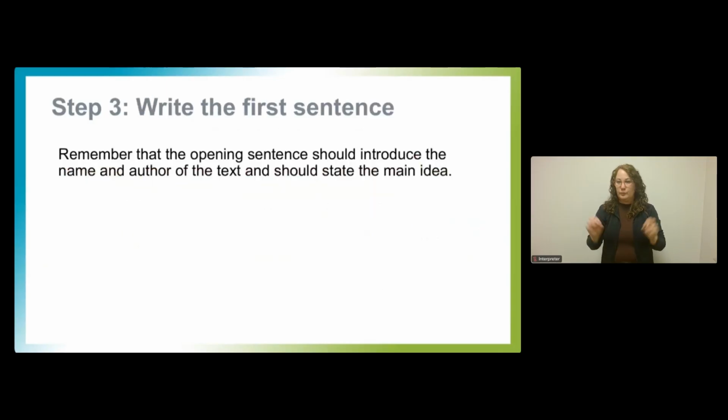Okay, so now that we've highlighted the main idea, we've highlighted the key ideas that we want to keep, we've crossed out parts of that text that we've decided to not include in our summary. The next step is writing the first sentence. And remember that the opening sentence should introduce the name and author of the text and should state the main idea.